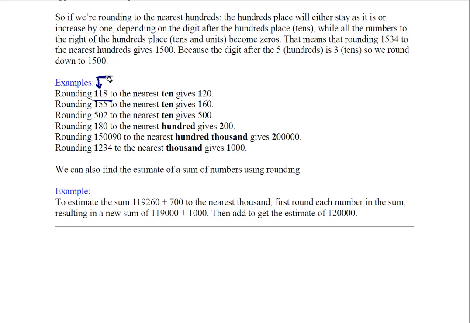Now, since this is the tens, that means that the number before it stays as it is, the first one, and the value that I'm rounding to, which is the tens, is either going to stay as it is, 1, or will increase and become 2, depending on the number after it, which is 8. Since 8 is 5 or bigger, that means that the number we are rounding to must go up by 1. So instead of 1, it becomes 2. And what happens to the 8? It becomes a 0. So 118 becomes 120.